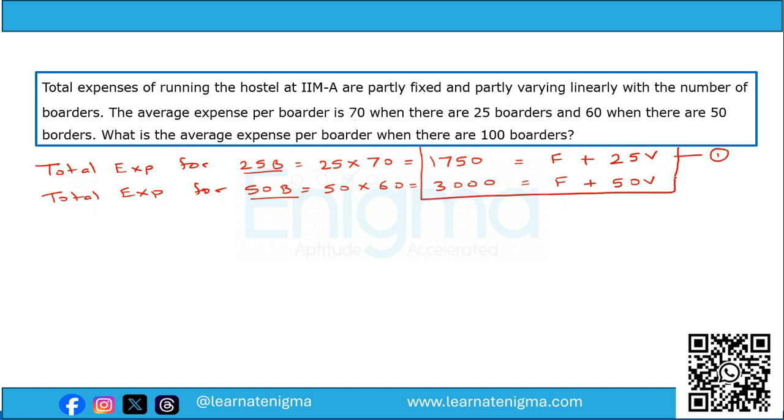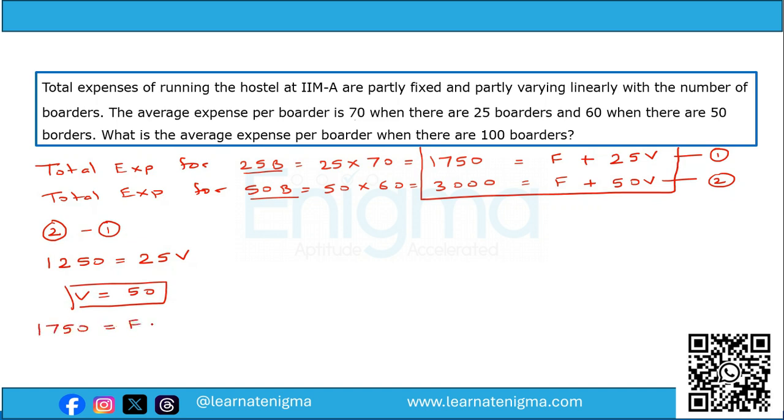Now if we assume this as equation 1 and this is equation 2, and if we do equation 2 minus equation 1, we will have 1250 is equal to 25 V. So therefore V comes out to be 50. Now if we substitute 50 in equation 1, we will get 1750 is equal to F plus 25 into 50. 25 into 50 is 1250. So therefore F comes out as 500.